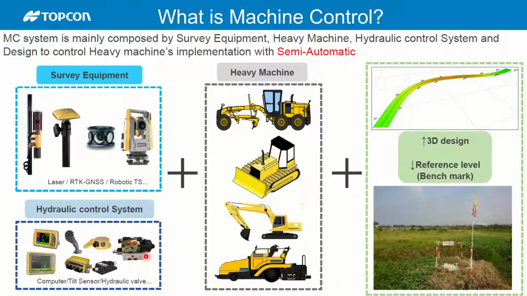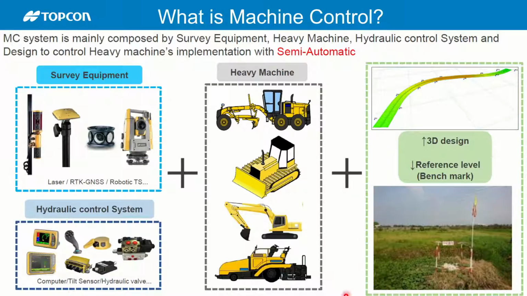Some of you might be wondering, if I purchase a new machine, will it void the warranty? My answer is no, because we just do the bypass of the heavy equipment. So with the system from TopCon plus the heavy equipment from the construction site, such as motor grader, bulldozer, excavator, and milling machine, by using our 3D design versus the reference level of benchmarking, we will know the desired level for our cut and fill, or the desired level for the cutting for various applications.